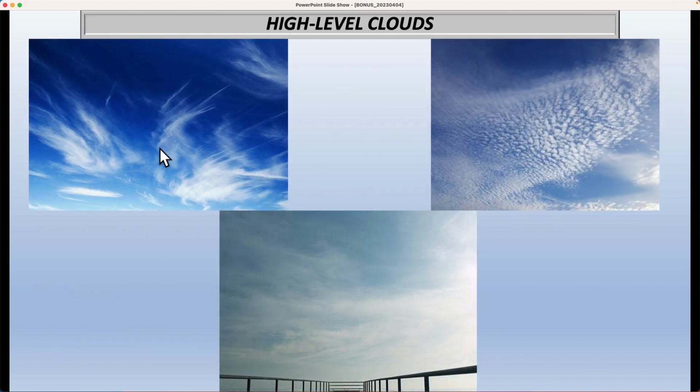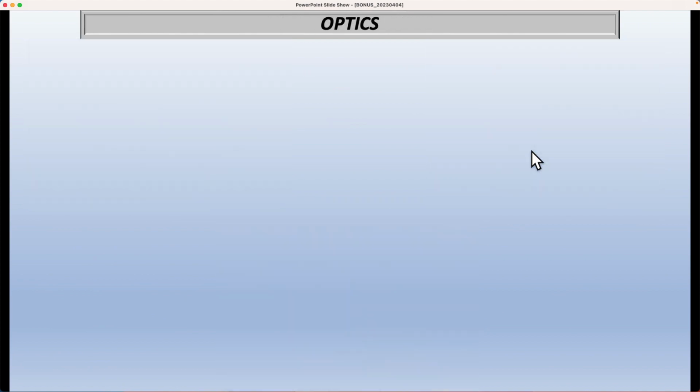These are the cirrus clouds. I'm sure you've seen those many, many times. This is cirrostratus, where it's relatively flat, and this is cirrocumulus, which again has more of a cellular appearance to it.